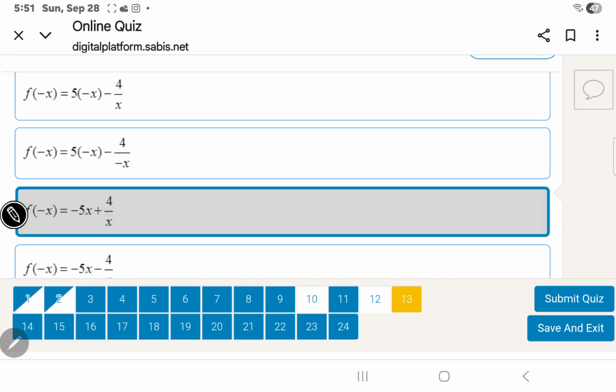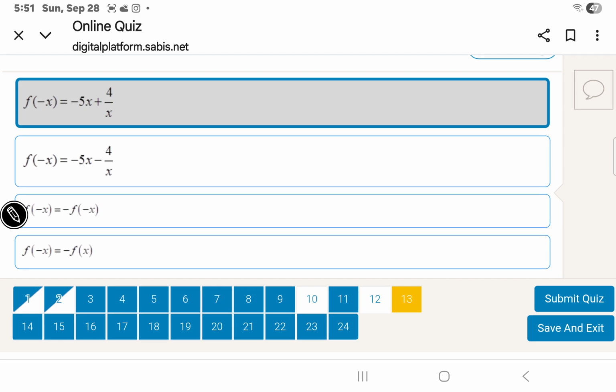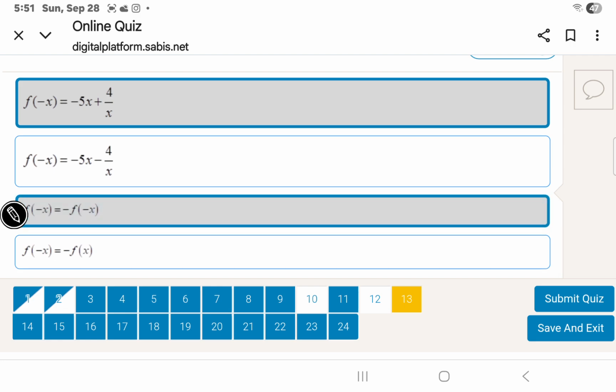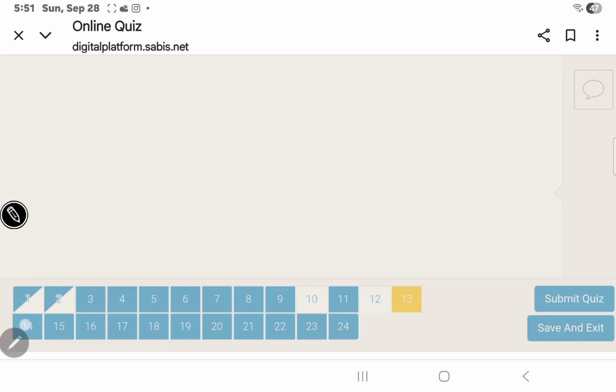So this option is correct, and this option is correct, and this option is correct. These are the three options. Instead this one, because this is the rule for the odd function. Number 14.